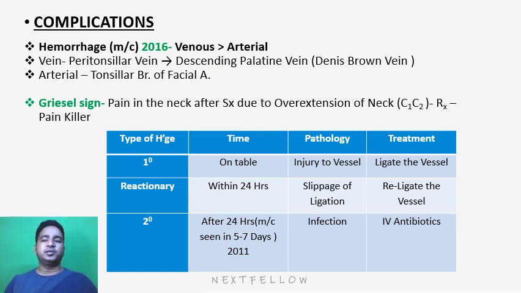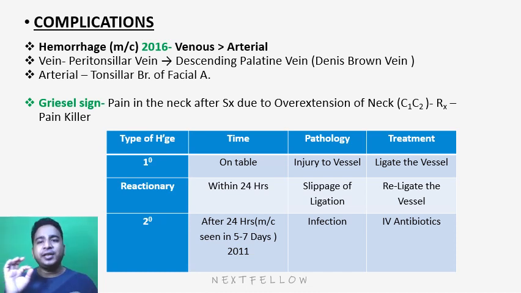What are the complications? The first complication is bleeding. While doing the surgery, if bleeding occurs, that is known as primary hemorrhage. If there is any injury to a vessel, there will be bleeding, so we have to ligate that vessel. And there is reactionary hemorrhage also. In reactionary hemorrhage, bleeding generally occurs within 24 hours, within 1 day. Why does this occur? Mostly because of slippage of the ligature. Suppose we have ligated the vessel and after 3 to 4 hours the ligature slips, again leading to bleeding. That is known as reactionary bleeding.